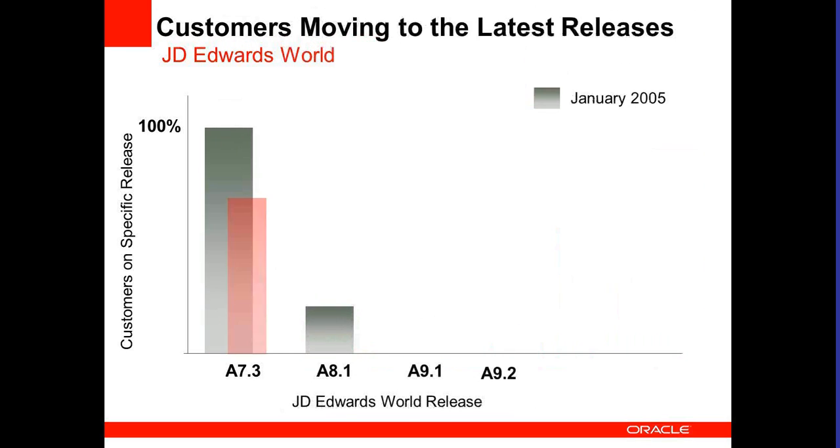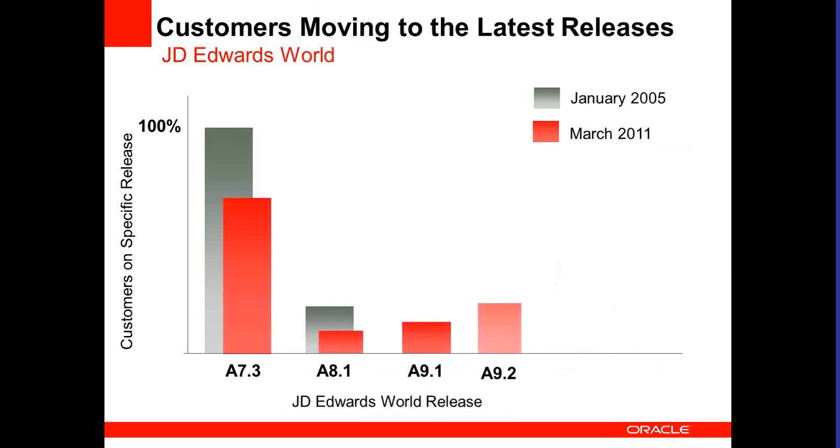On the World side, it hasn't been quite that heavy of adoption. There's still a lot on A7.3. What this doesn't quite show is that there have been a lot of A7.3 customers that have moved out of World and simply decided to go to EnterpriseOne.